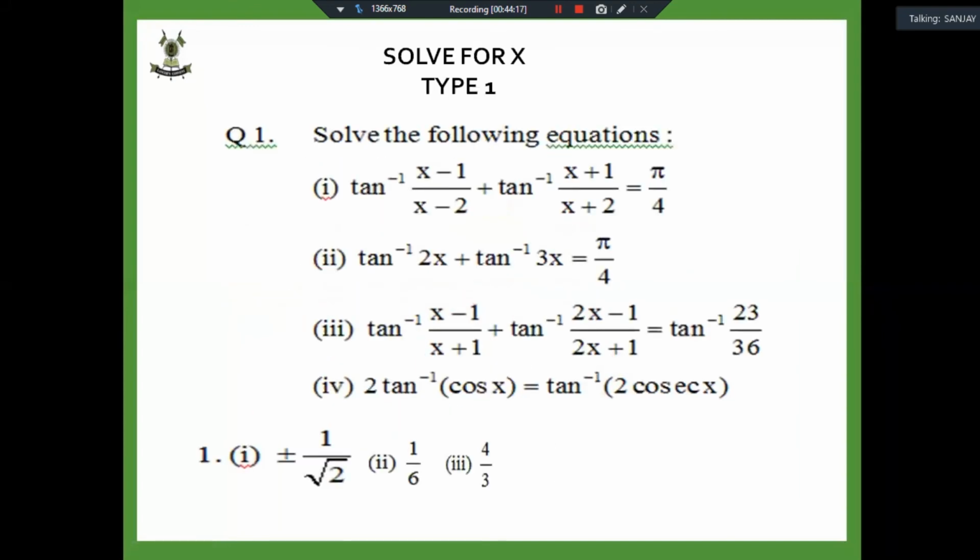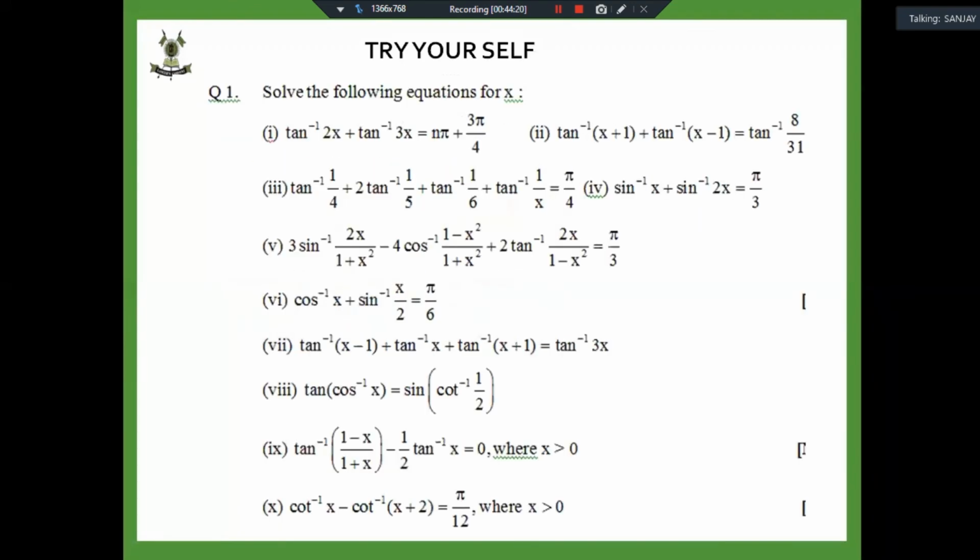So today we discussed type 1 and type 2. So please take your homework. Okay, this is your homework. So please note down this question or take a screenshot. Okay, this is the question for homework. Please solve this question.